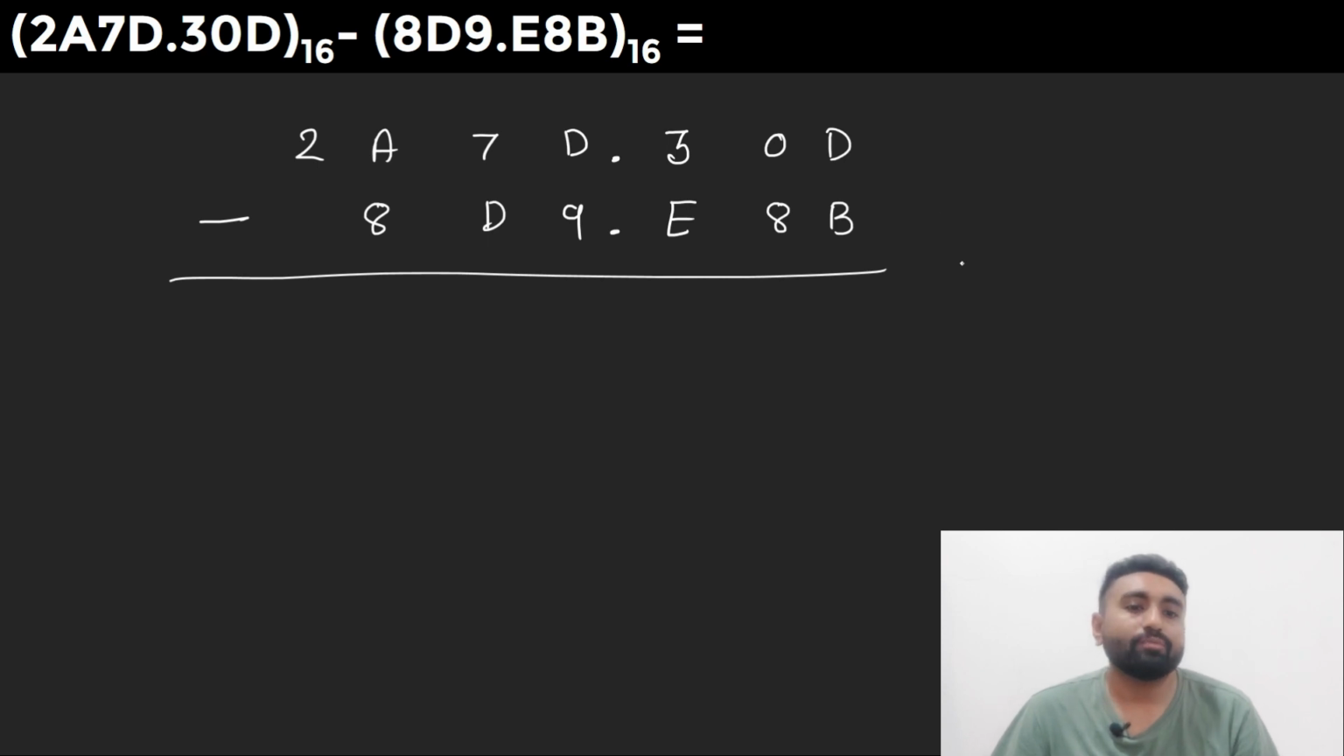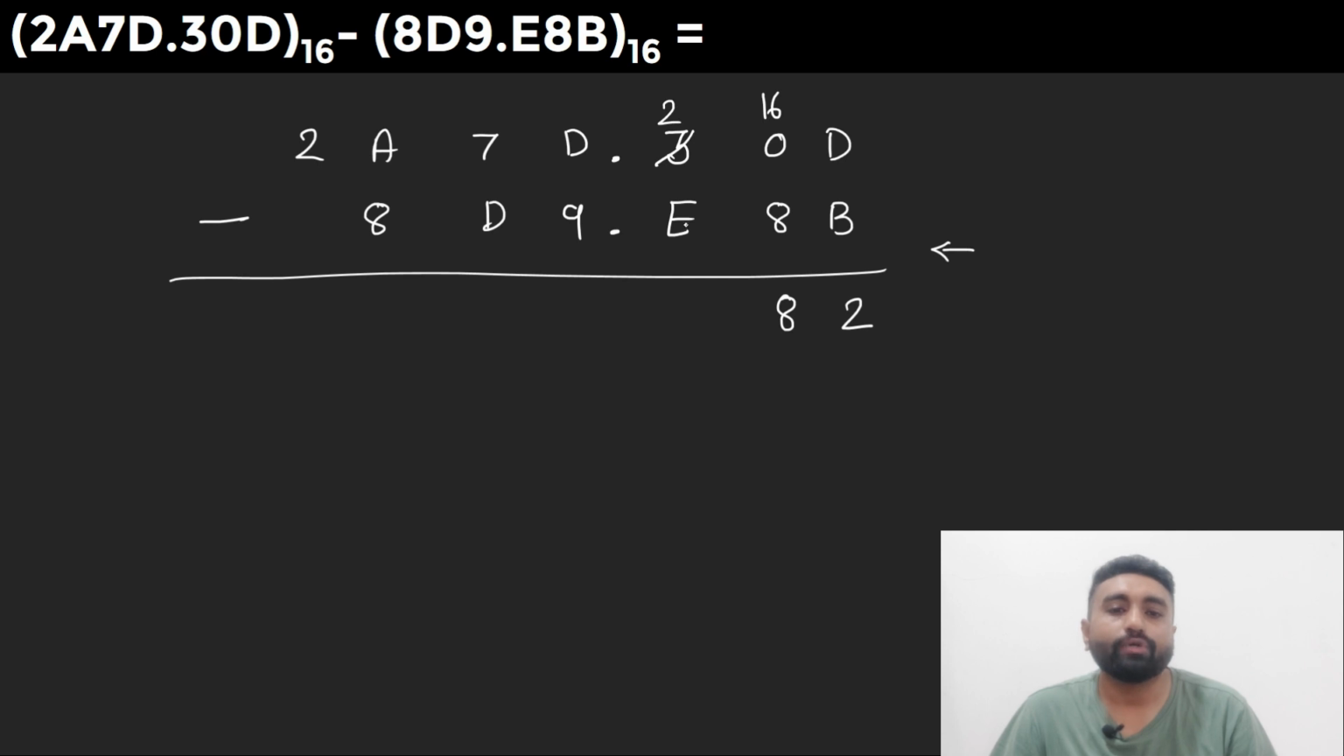So we will start from the right. Now D is 13 and B is 11. So D minus B, the answer will be 2. Here we have 0 minus 8, hence we need to take a borrow. So our borrow will be 16. From 16, if 8 is subtracted, then the answer is 8.